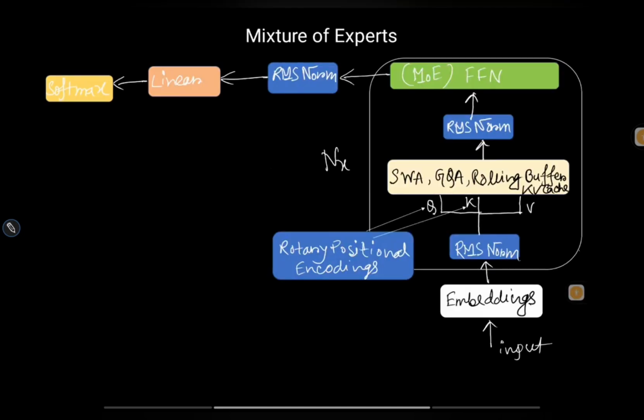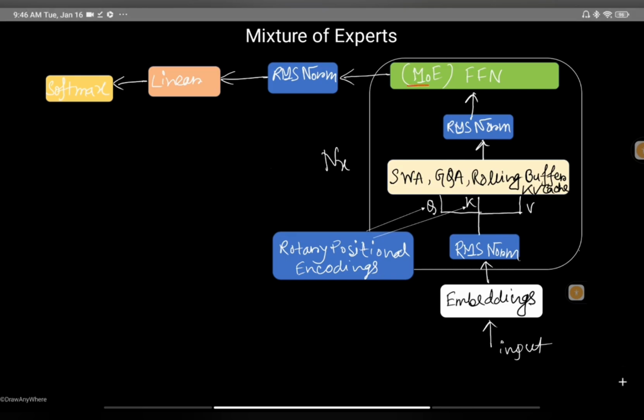Alright, so in this video I want to talk about the mixture of experts, which is the Mixtral model. Here we can see the input goes through an embedding layer, then the embedding gets generated, which is normalized with RMS norm, and then we add the rotary positional encodings to the query and key matrices, and the V is kept as it is. Then we do certain tasks related to the attention mechanism, like sliding window attention, grouped query attention, and there is a rolling buffer KV cache. All this I have discussed in this playlist, and the only thing left is the mixture of experts part.